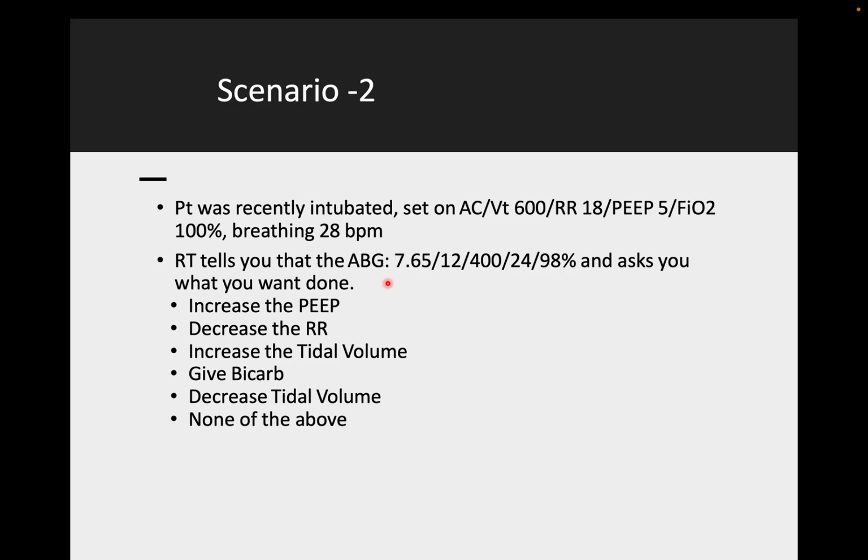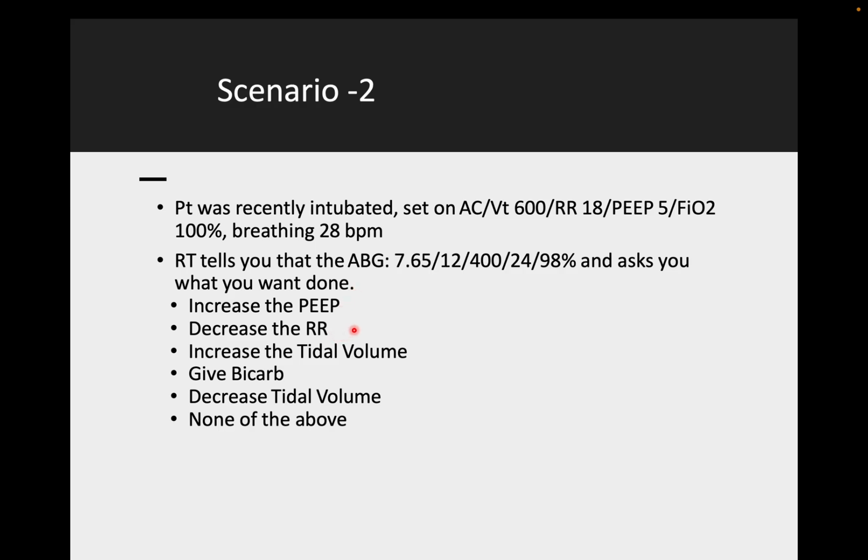The ABG shows pH is 7.65, so there is definitely alkalosis. CO2 is 12. Oxygenation is more than adequate, PaO2 is 400, bicarb is 24, and saturation is 98%. What needs to be done? Do you increase the PEEP? Oxygenation is already better, so there is no need to increase the PEEP.